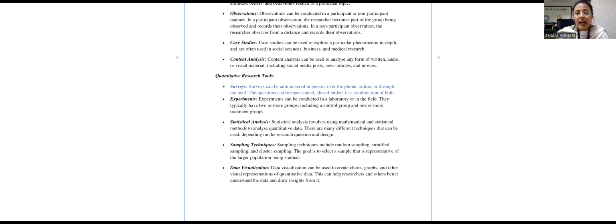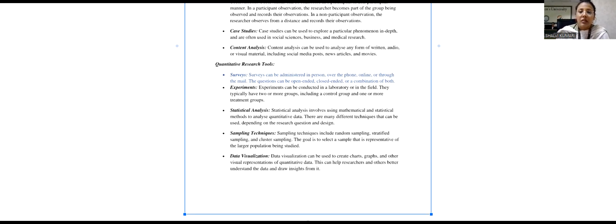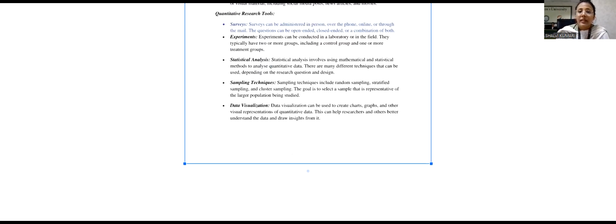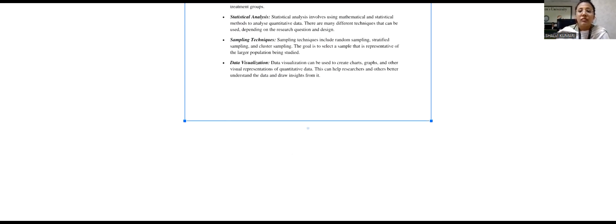So I just explained to you with examples the difference between qualitative research tools and quantitative research tools.